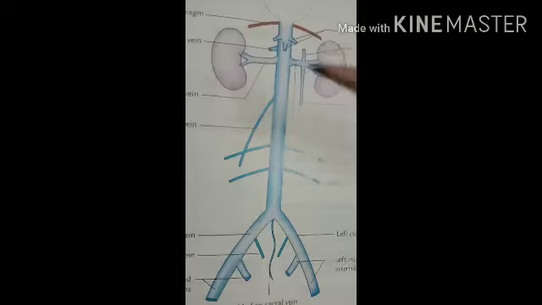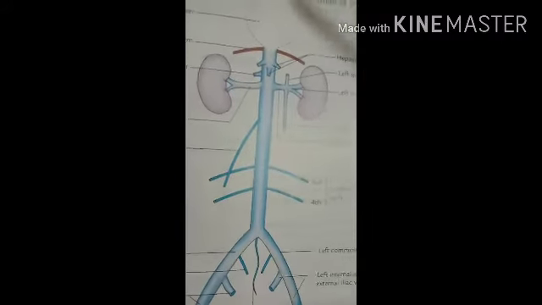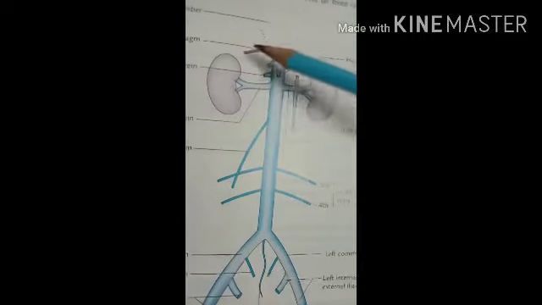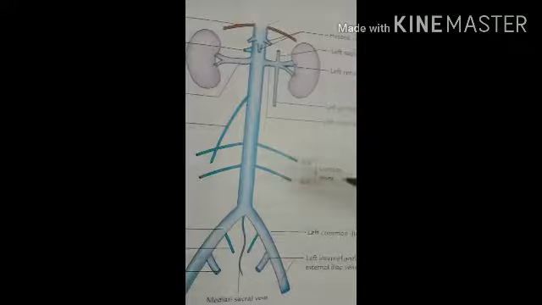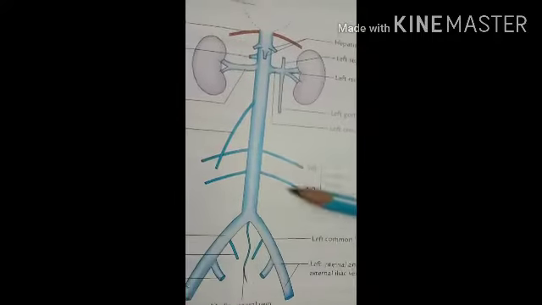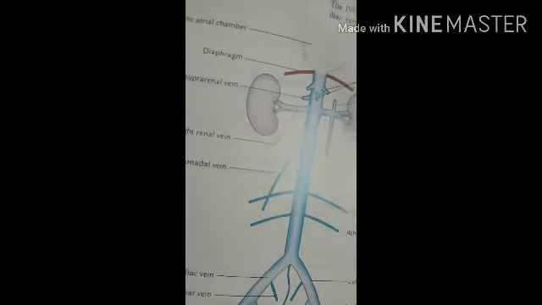Then the three abdominal wall tributaries: the inferior phrenic vein, which is present in this region, then the third and the fourth lumbar veins. Here you can see the third and fourth lumbar veins. Then the three lateral visceral tributaries.